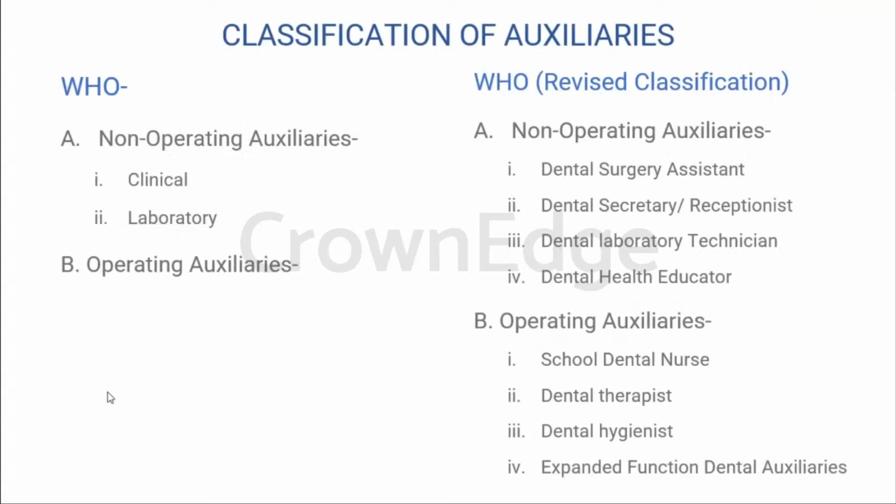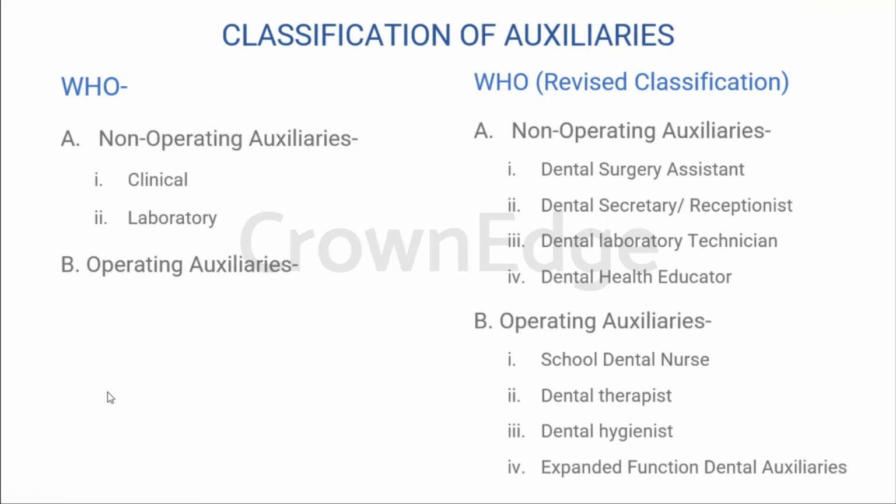Coming to the classification, the initial classification basically divided auxiliaries into non-operating, that is, people who do not operate on the patients, who can be either clinical auxiliaries or lab auxiliaries, and operating auxiliaries, those who operate. The revised classification has the same two categories, but various types of auxiliaries are included in both. The ones in which you have specific names are your revised classification, whereas where you just have clinical and laboratory under non-operating, that's the earlier classification.